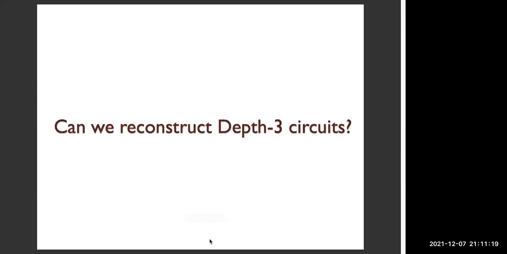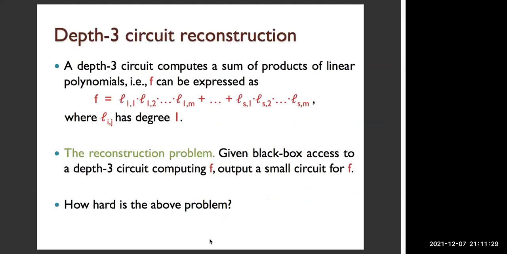Okay, so we might feel encouraged, but now that we have done depth 2, why not depth 3, right? So can we reconstruct depth 3 circuits? Let me define a depth 3 circuit first. It computes the sum of products of linear polynomials, right? The top gate is a plus, then there's a layer of multiplication gates, and at the bottom you have a layer of plus gates again. And these L's here are linear polynomials of degree 1. The corresponding reconstruction problem is the same. You have black box access to such an F, and you want to output a small circuit for F.